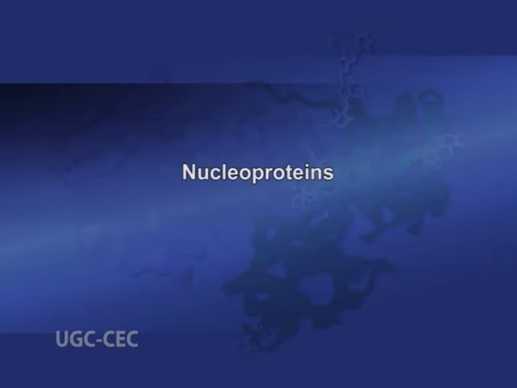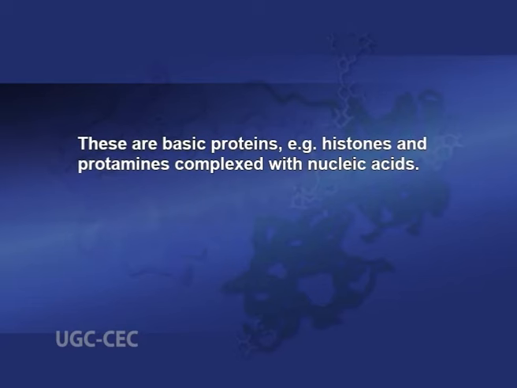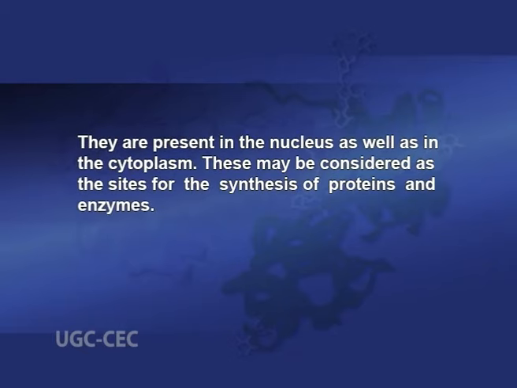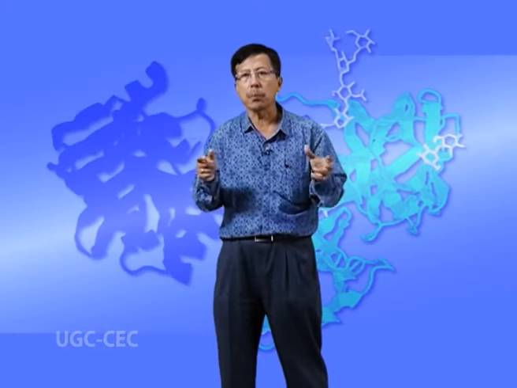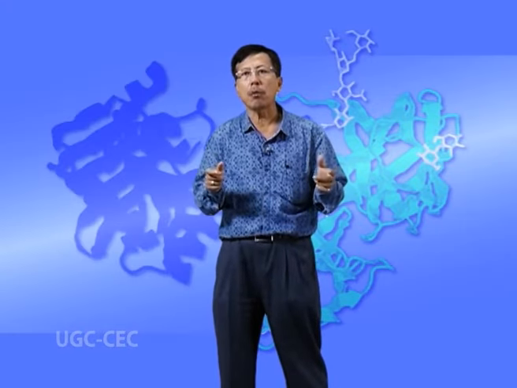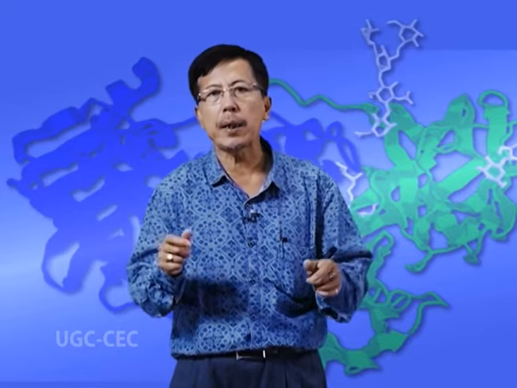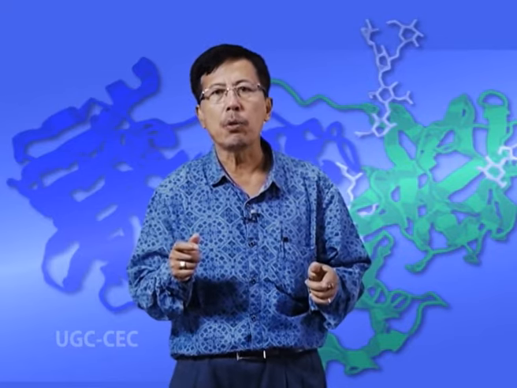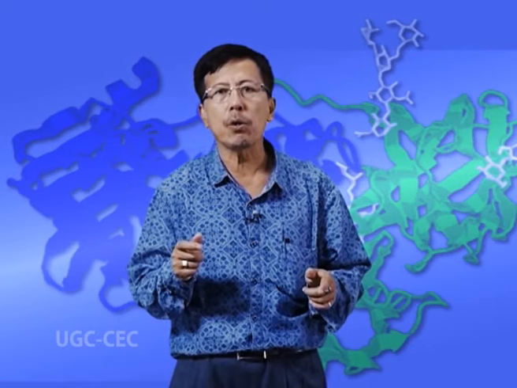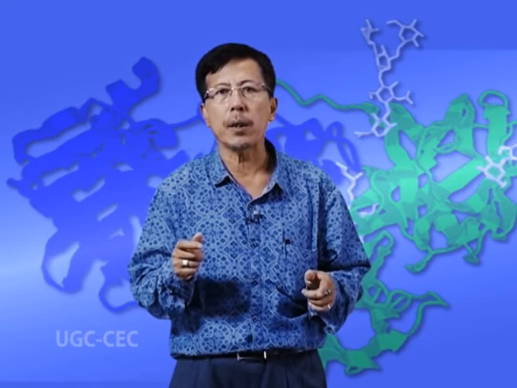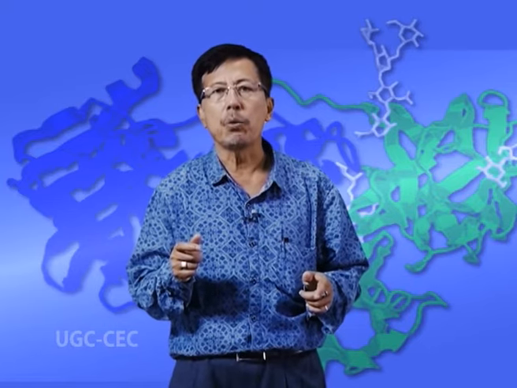Nucleoproteins form the next group. These are basic proteins, for example, histones and protamines, complexed with nucleic acids. They are present in the nucleus as well as cytoplasm. These may be considered as the sites for the synthesis of proteins and enzymes. Examples include nucleoproteins in yeast and thymus, and also viruses, which may be regarded as large molecules of nucleoproteins, and the nucleohistones from nuclear-rich materials like glandular tissues, nuclein, etc.